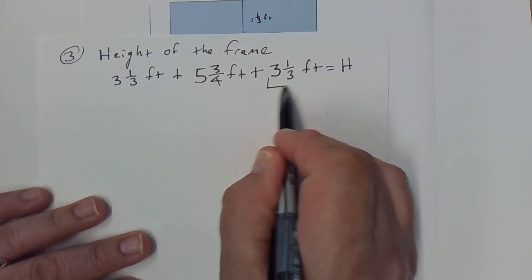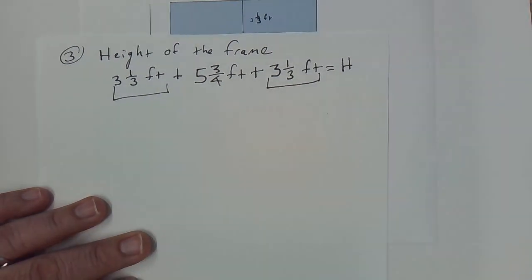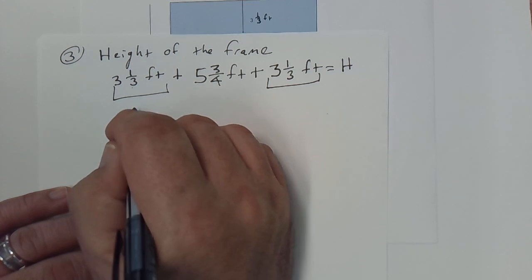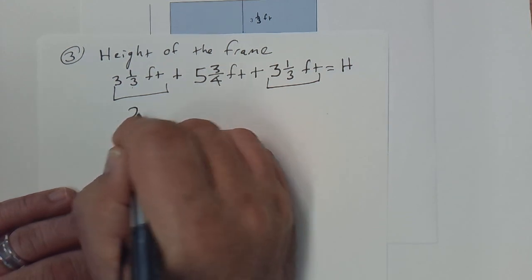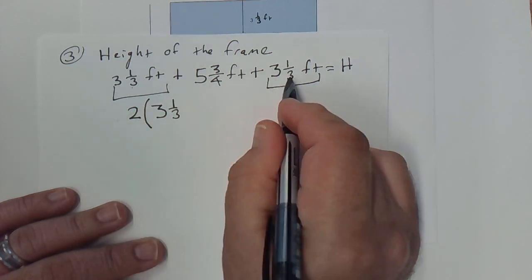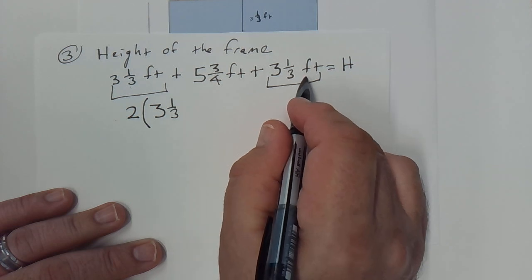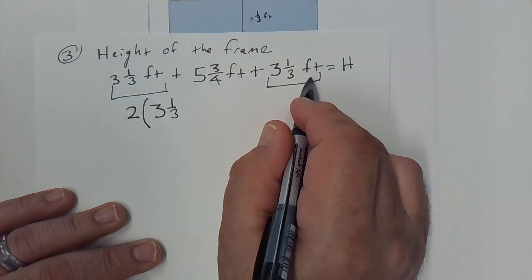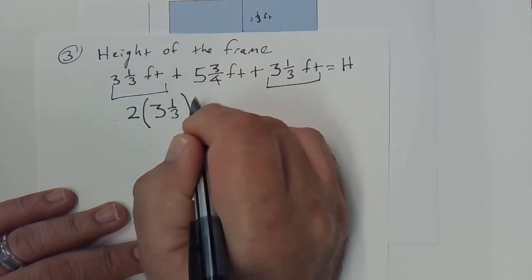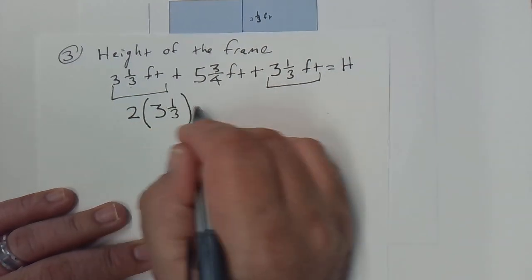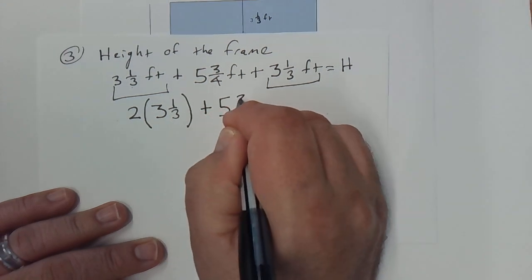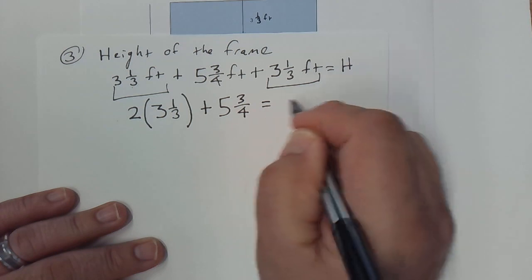Now, since this and this are the same, I'm just going to say 2 times it, right? If you add 2 things together, it's the same thing as multiplying by 2. So I'm going to rewrite this, same problem, as 2 times 3 1/3. And I'm going to drop the units for right now because each and every item here is the same unit. So we're just going to know that it's feet, and to save room and make it a little less messy, I'm going to drop the units. So this is this part and this part being added together, and we're doing it by multiplying. And I'm going to add to it 5 3/4 feet, and that's going to equal the height.